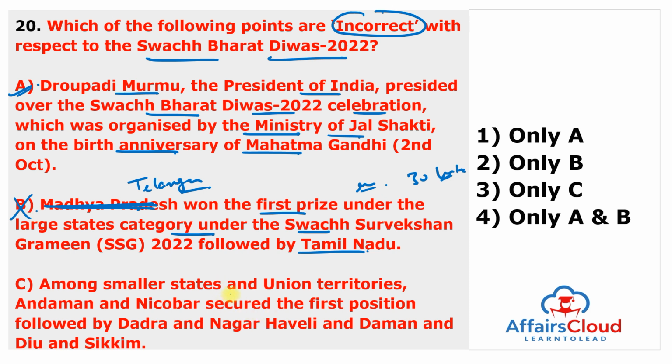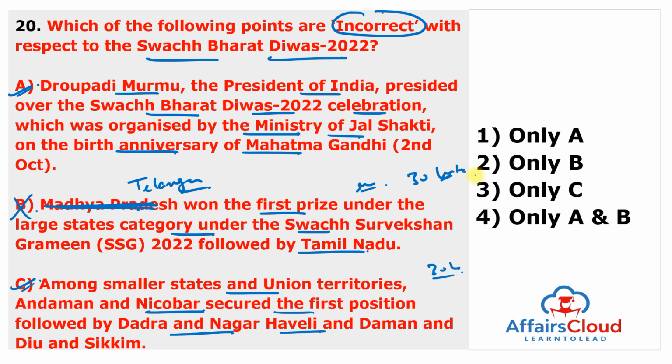It means among the smaller states and the union territories, Andaman and Nicobar secured the first position, followed by Dadra and Nagar Haveli and Daman and Diu. This statement is true. So remember, among smaller states and the union territories whose population is less than 30 lakhs, Andaman and Nicobar secured the first position.